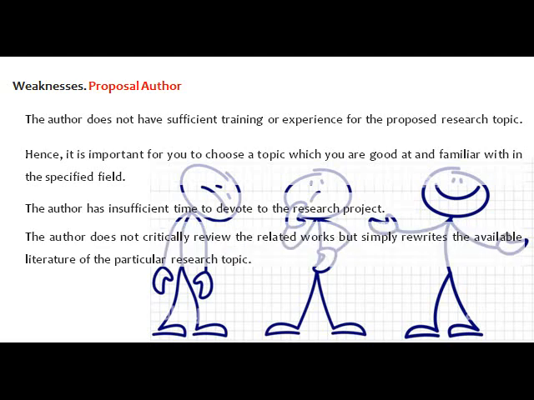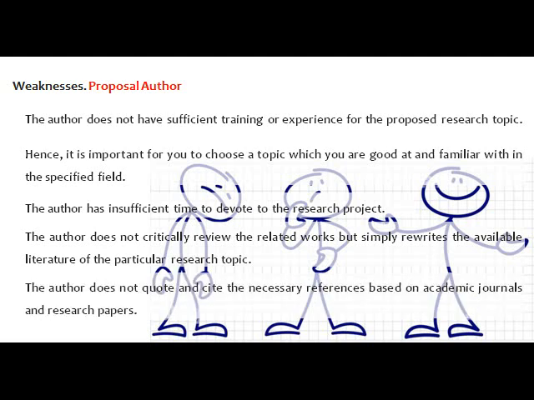The author does not critically review the related works, but simply rewrites the available literature of the particular research topic. The author does not quote and cite the necessary references, based on academic journals and research papers. 2. How is a good research proposal benchmarked? 1. Describe the common weaknesses encountered during proposal writing.